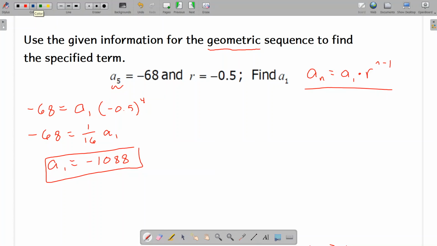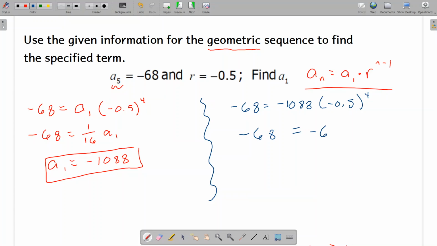And you could always do some work to verify that this is correct. If we went back here, if I wanted to make sure that this is my correct value, then we should check and make sure that negative 68 is equal to this value that we just found times negative 0.5 to the fourth. And we can go through and find that, yes, this does in fact give us that correct value. That's just a way that you could verify that you have the correct answer. You don't need to do that, but if you're not sure if you solved correctly, you could go through that process.